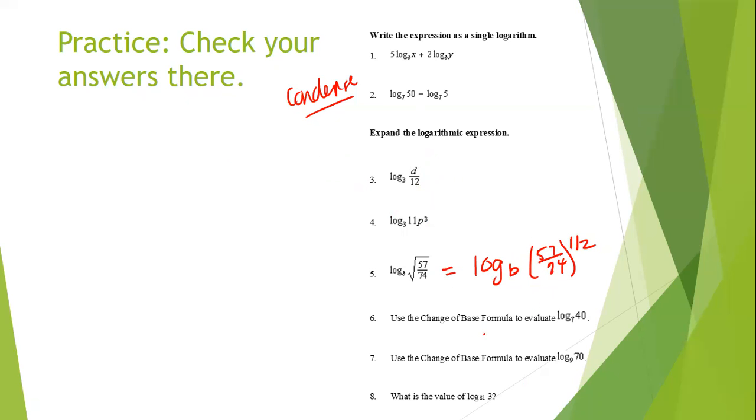And then change of base. This is just another way of asking for the change of base, but just calculating log base 7 of 40, log base 9 of 70, log base 81 of 3. Okay, so those are your practice.